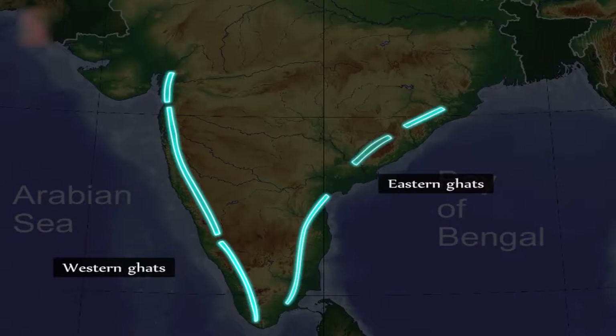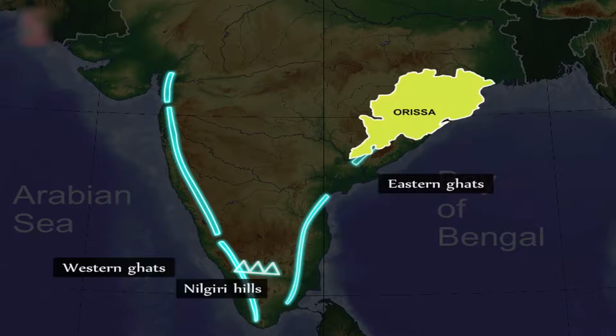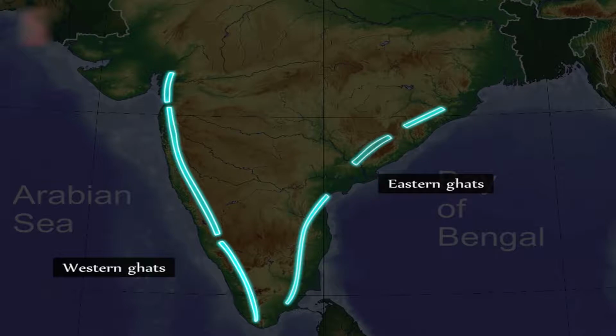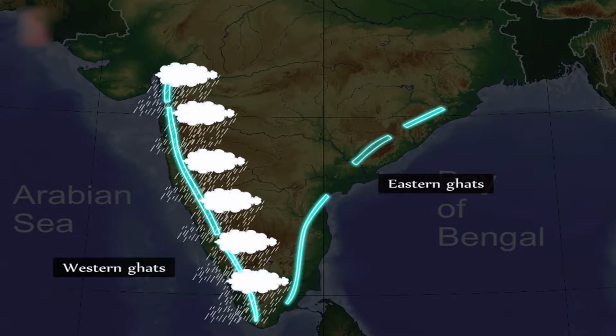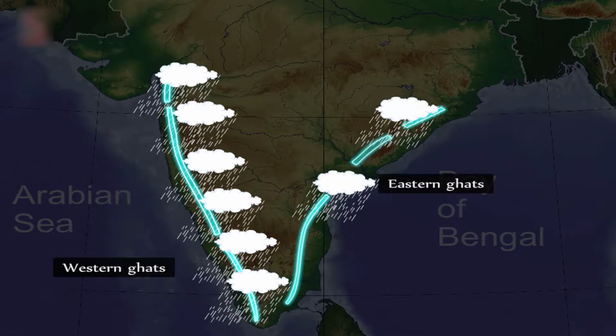Now, I will tell you about the difference between the Western Ghats and the Eastern Ghats. 1. The Western Ghats run from the Tapi River to Kanyakumari. The Eastern Ghats run from Orissa to the Nilgiri Hills. 2. Western Ghats is a source of many large rivers which flow in peninsular India. But no big river originates from the Eastern Ghats. 3. Western Ghats experience heavy rainfall, but the Eastern Ghats do not experience much rainfall.